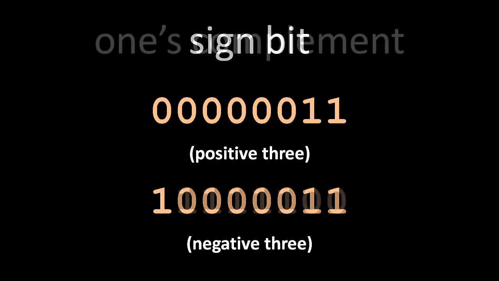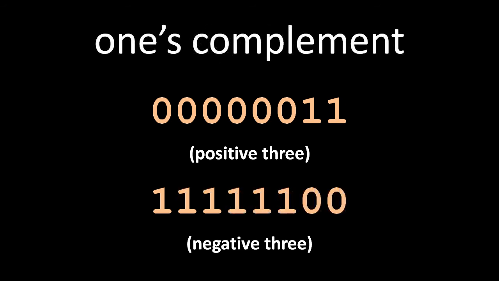An alternative is called 1's complement. In 1's complement, positive integers look the same, but to get the negative of a positive, we simply flip all of the bits.